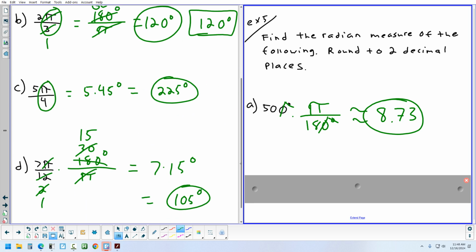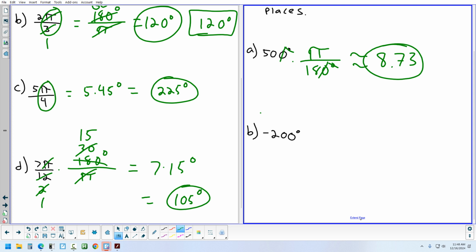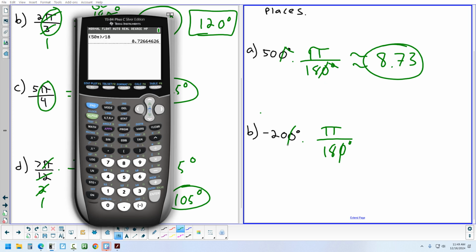All right. How about, do I have another one of those? All right, let's do negative 200. What would we multiply by? Pi over 180. Again, if you just want to cross off those zeros, you can. When you type it in, negative 20 pi divided by 18. That's negative 3.49 radians.